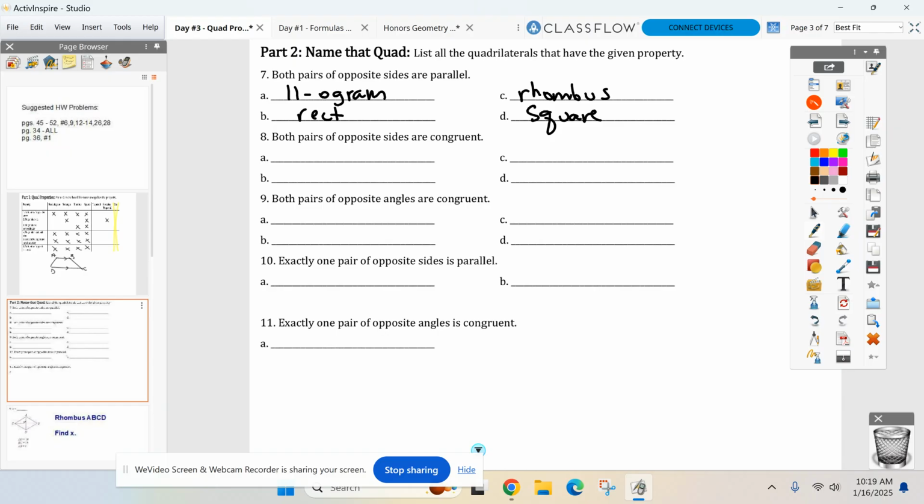Opposite sides congruent? All of them again, right? I'm just trying to remind you guys by doing this that if you're going to tell me it's a parallelogram property, it's got to be a property for the other 3 in that family. Both pairs of opposite angles congruent. And that would be the entire parallelogram family.